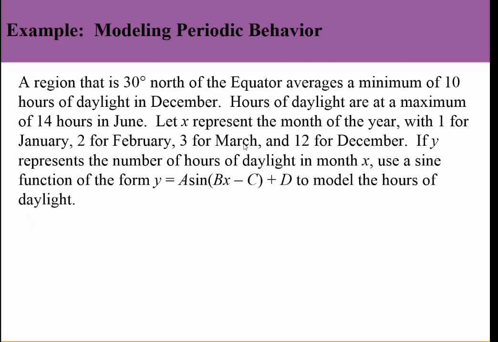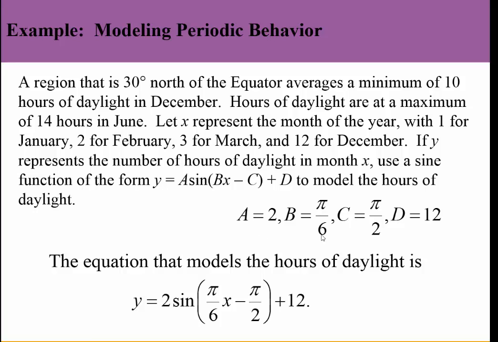So looking at all this put together, with the A, B, C, and D numbers, we can say that this equation models the hours of daylight: y equals 2 sine of pi over 6 x minus pi over 2, plus 12. And if you want to graph this one just for fun, do so and see if it makes sense when you look back at it. All right, this concludes video number 5, graphing sine and cosine functions.